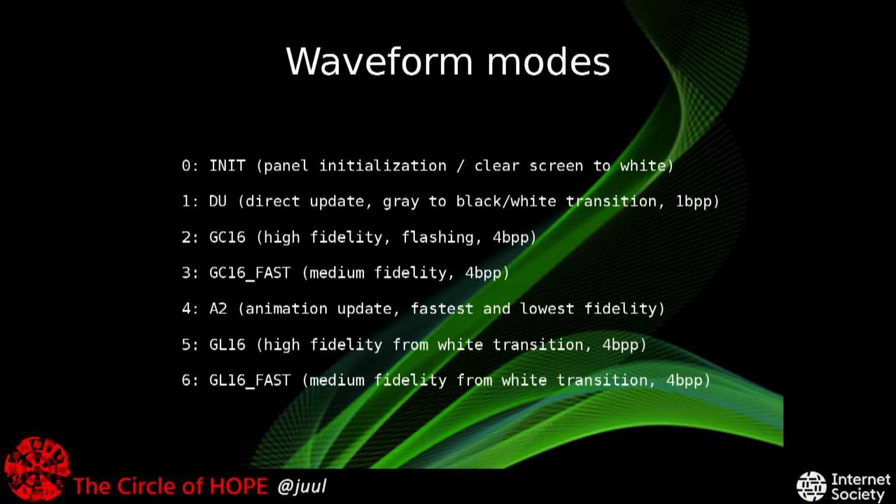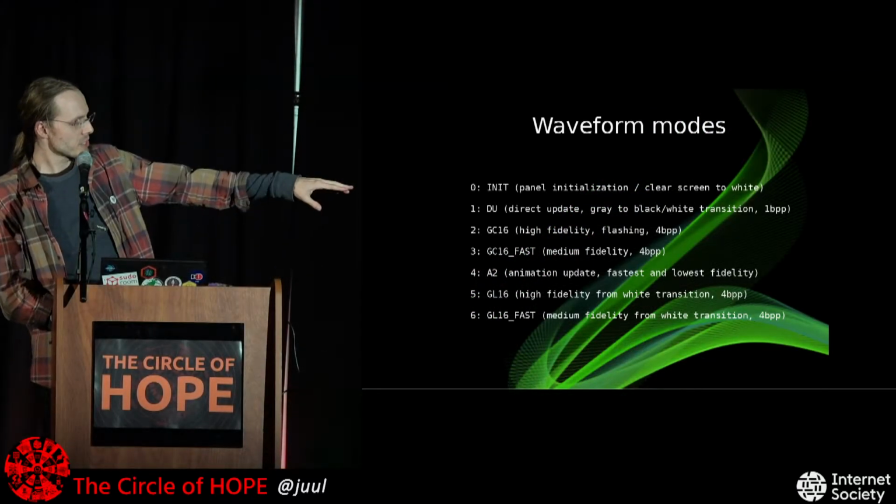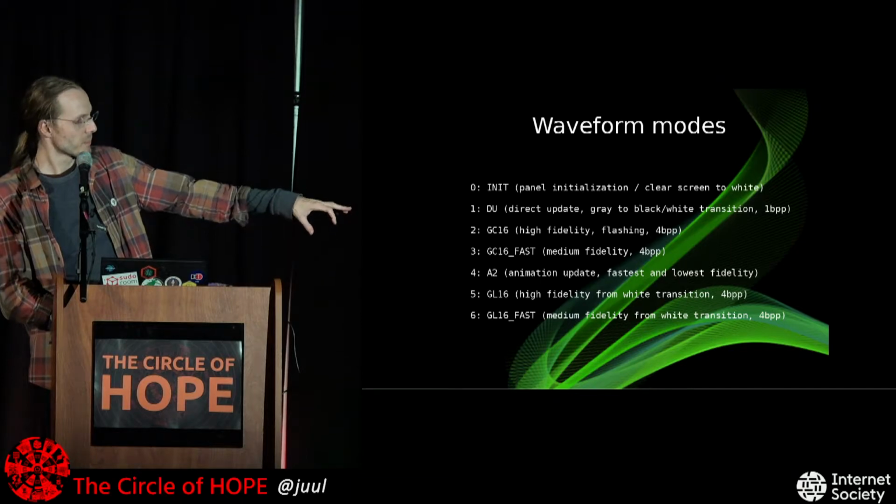Well, this particular display's waveform had 7 different modes. The first one is just panel initialization. Then there's a direct update mode, which is this kind of backwards compatibility mode. It's 1 bit per pixel, only monochrome. Then there are 2 modes that are a high fidelity slow version and a medium fidelity faster version of this flashing update mode, where it wipes everything white, then black, then does what you want. So it makes it really crisp and clear, and wipes away a lot of that damage that we were seeing before. Then there's this very interesting animation update, and then there are 2 non-flashing modes.